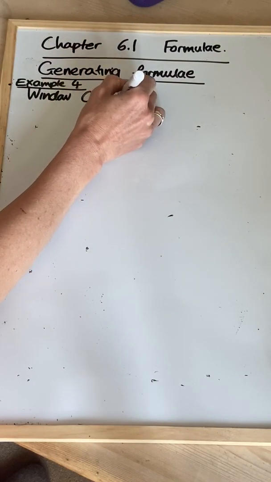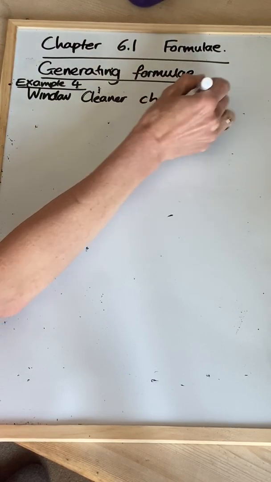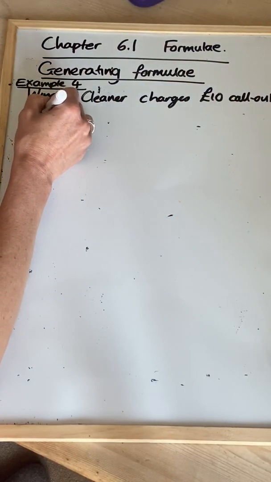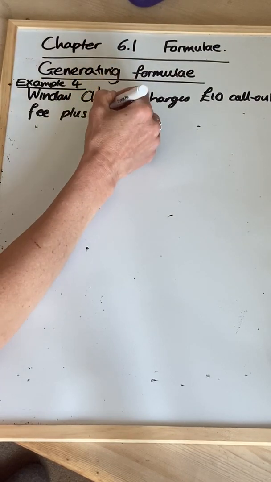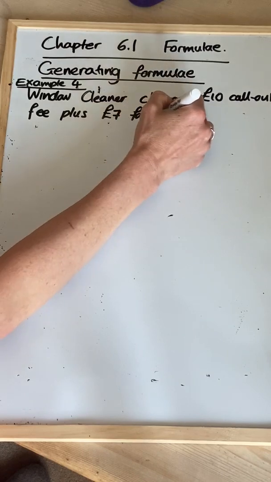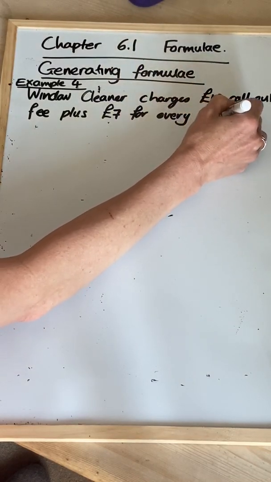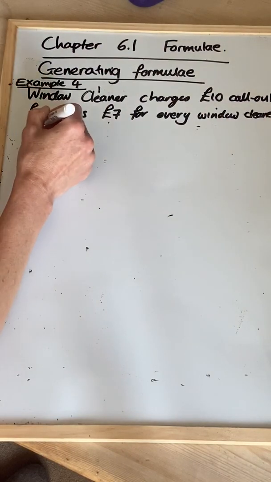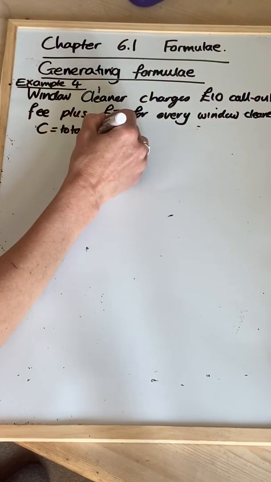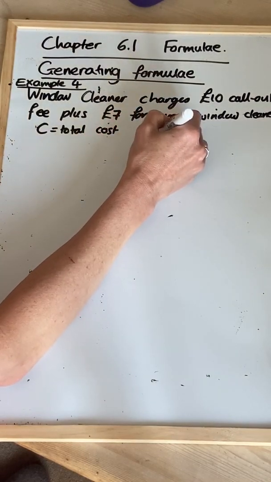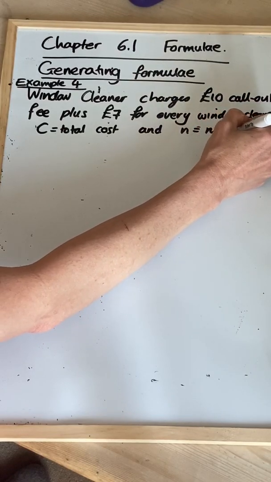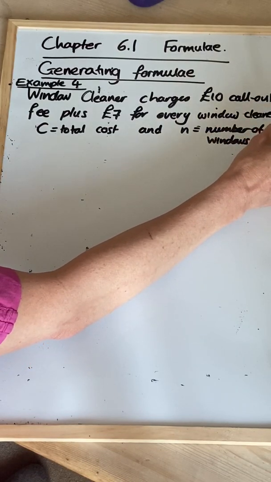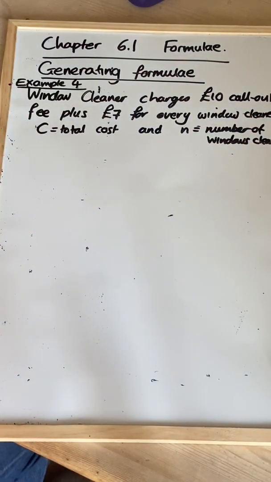So a window cleaner charges a £10 call-out fee. So that's just for turning up, plus £7 for every window cleaned. We're going to say C is the total cost and N is the number of windows cleaned. So we want a formula that finds our total cost for us.